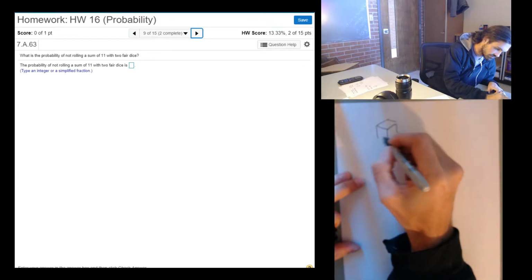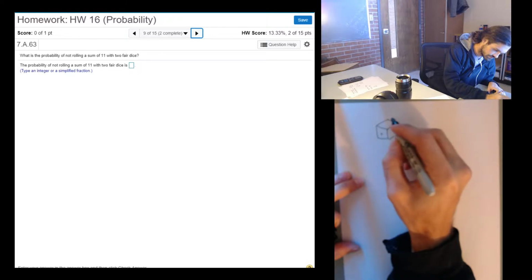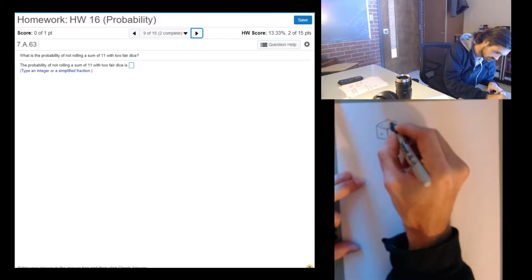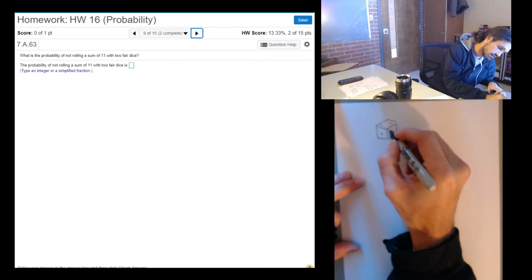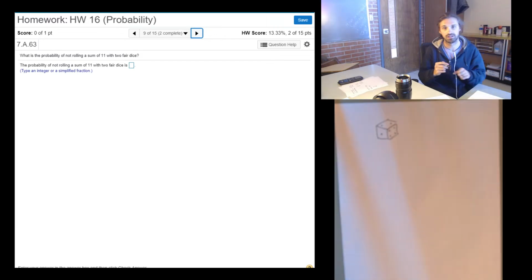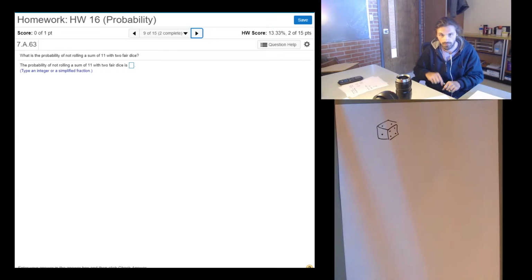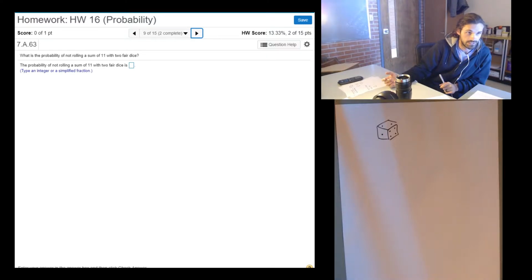A fair die is a cube, and then on each side we have numbers. So this is your fair die. Do recognize, with a fair die, you can roll 1 through 6 for each fair die.